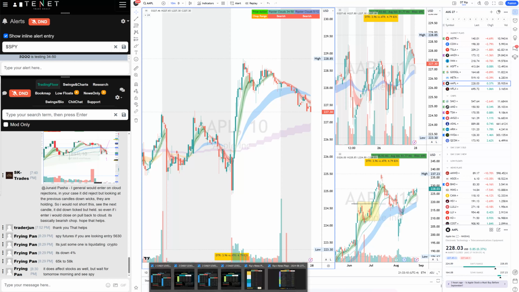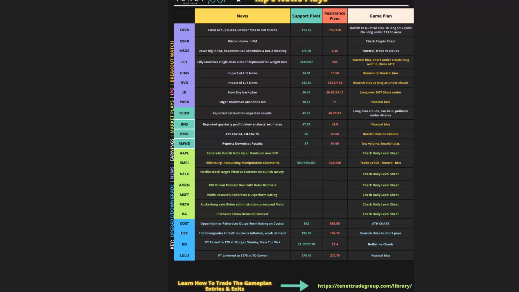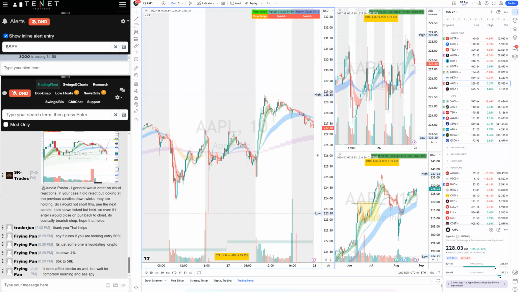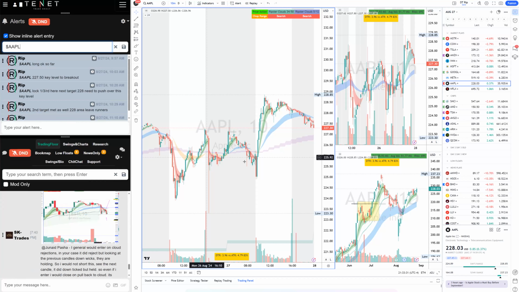So Apple also had news today, right? There was news on Apple that all the banks reiterated their bullish note. The new CFO came and a bunch of banks said that's bullish, we're still bullish on Apple. So Apple was a high watch today, and as soon as I saw Apple at the market pushing, I told everyone that Apple long is good. You can see that Apple is pushing over the MTF clouds, so that confirms the long.